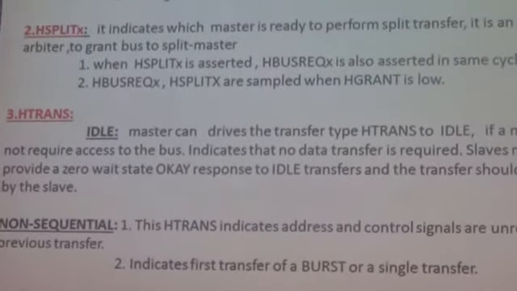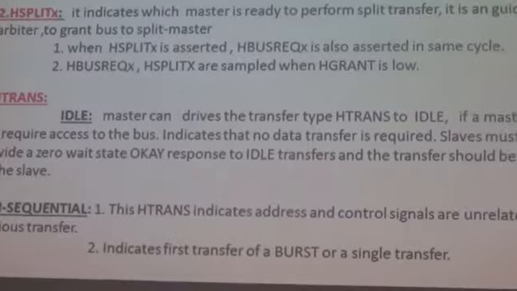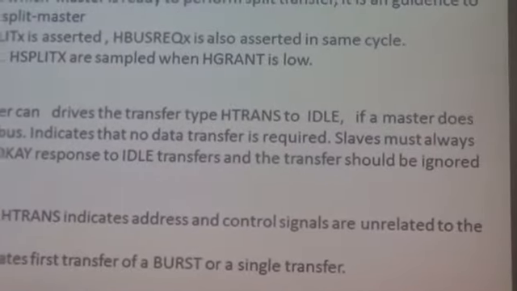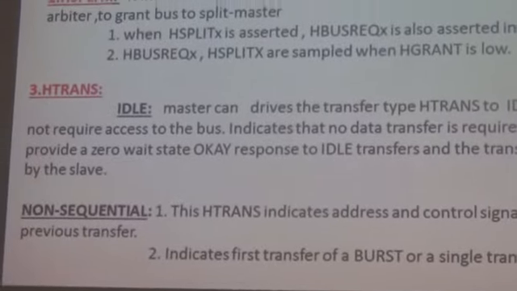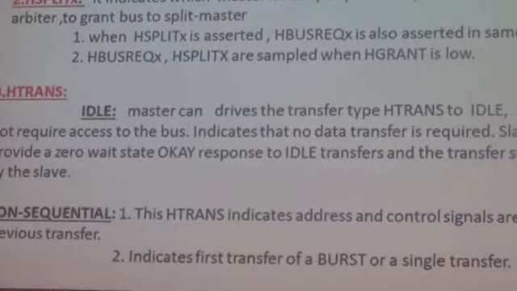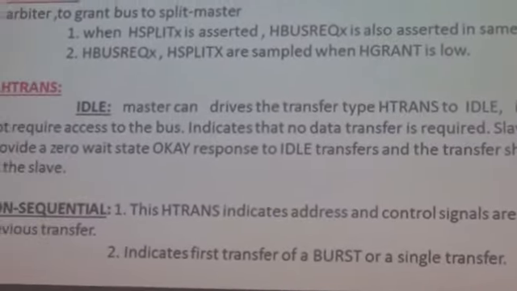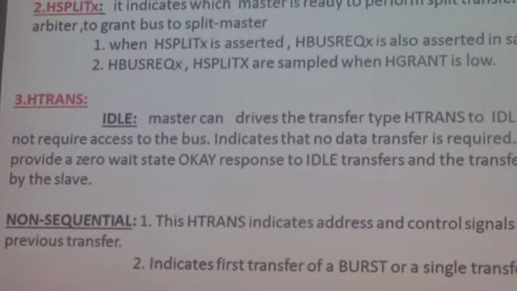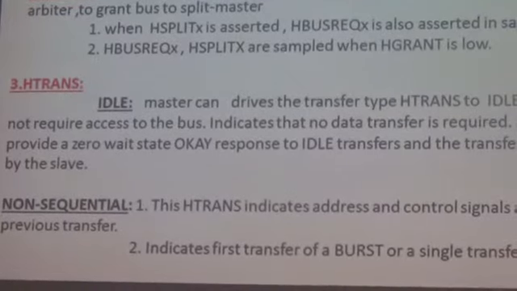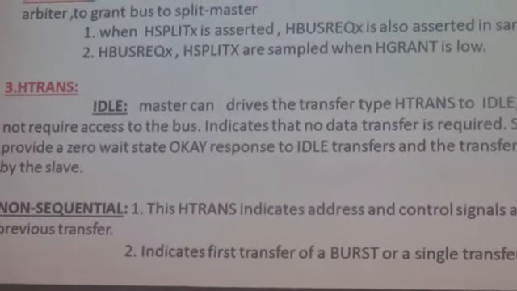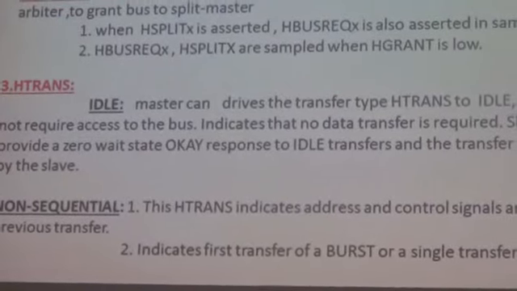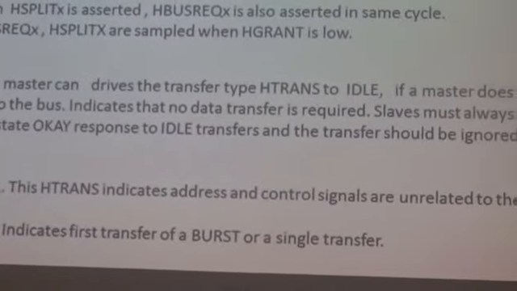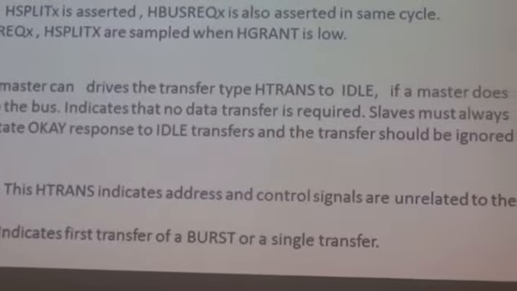Idle transfer is a transfer in which the master drives its state to idle. If the master does not want to access the bus, it indicates that no data transfer is required. That means the master has been granted the bus, but it does not want to access it. It describes idle cycles, so no data is transferred during this transfer.